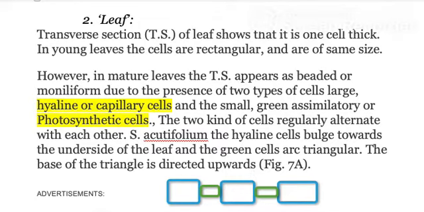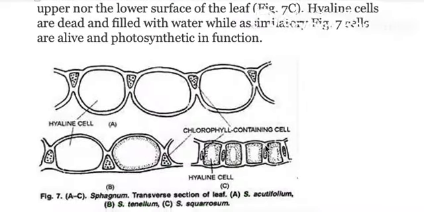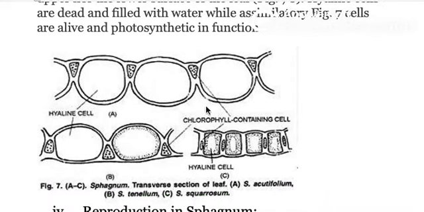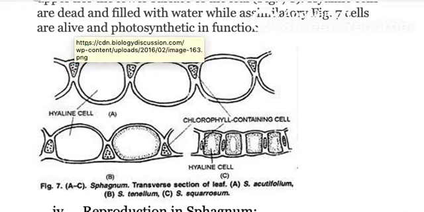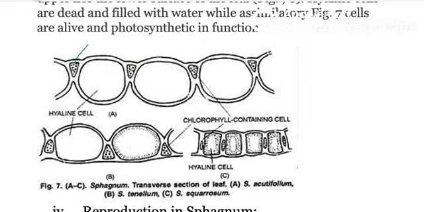So let us take a look at the different arrangements in different species. In this species, S. acutifolium, you have the bulging hyaline cell which is bulging inwards, and the photosynthetic cell is arranged in a manner where the base of the photosynthetic cell is turned upwards. Okay, can you see it is like a triangle? Looks like a triangle with the base turned upwards. So this is a photosynthetic cell.